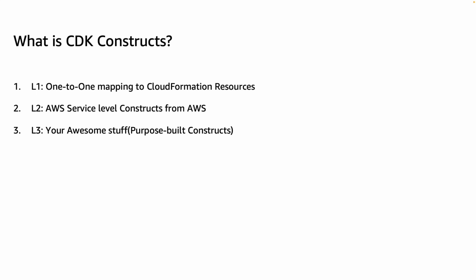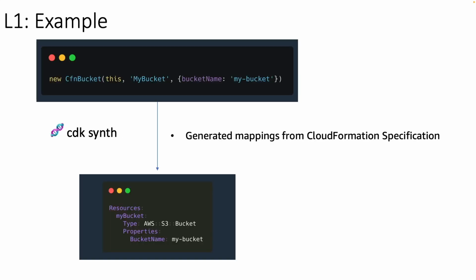L3 is your own construct that you're building to solve a business problem. Now this L3 can be from your internal coding repository that you're maintaining for the construct, or you can have a third party or open source construct as well that you can use. So let's take a look at the example for L1 construct.